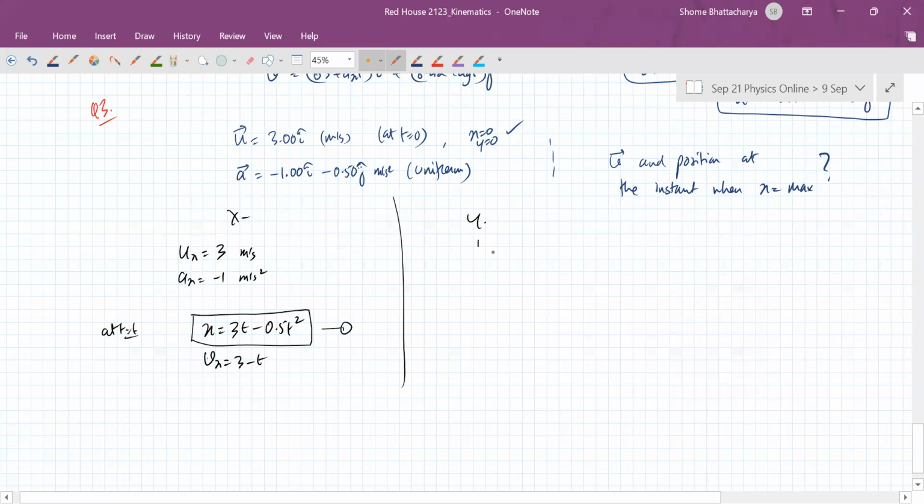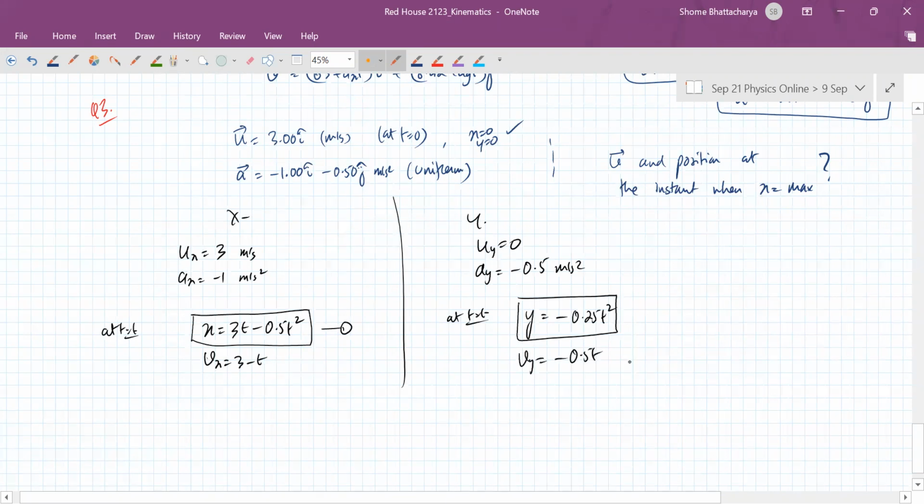And your uy is 0, and your y component of acceleration is minus 0.5. So at some time t, your y coordinate will be minus 0.25 t square, and your y component of velocity will be minus 0.5 t. So now we have to do this. So we can see that x as a function of time is like this.